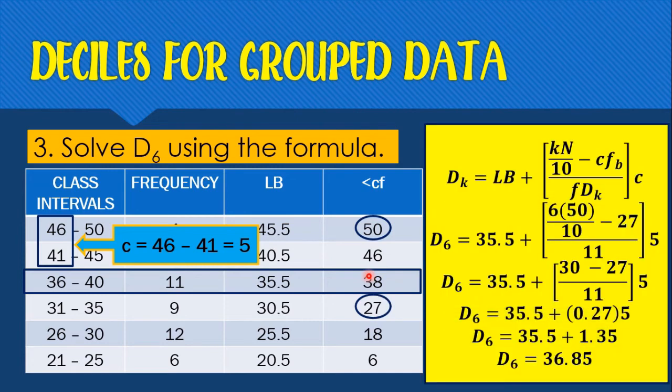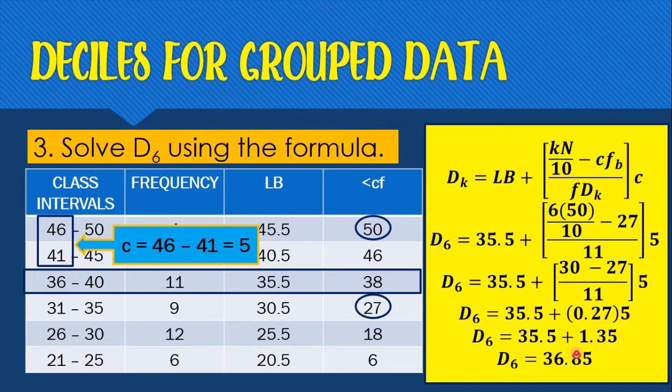Let us now substitute the given values. So using this formula, we have D sub 6 is equal to the lower boundary 35.5 plus the quantity of K, 6, times 50, our N, over 10 minus our given less than CF before, 27, all over the frequency, 11, times the class size 5. Then let's simplify. 6 times 50 is 300 divided by 10 is 30, minus 27 is 3, divided by 11 is 0.27.